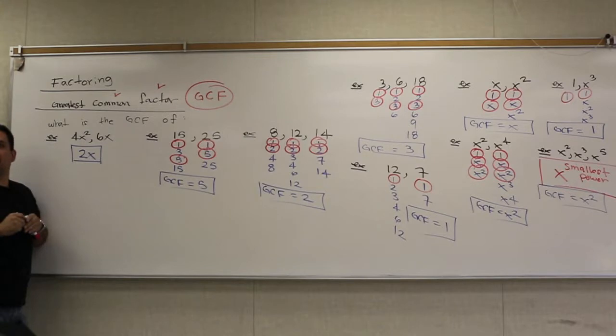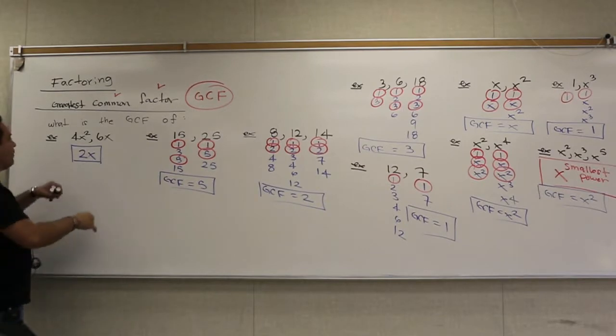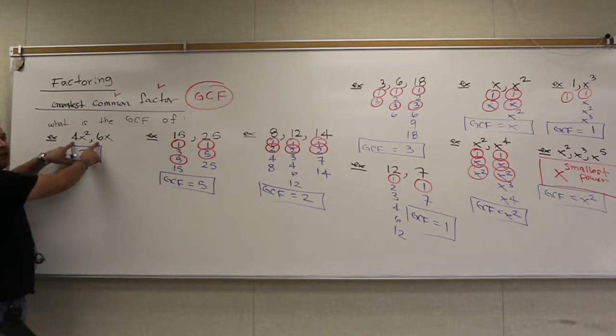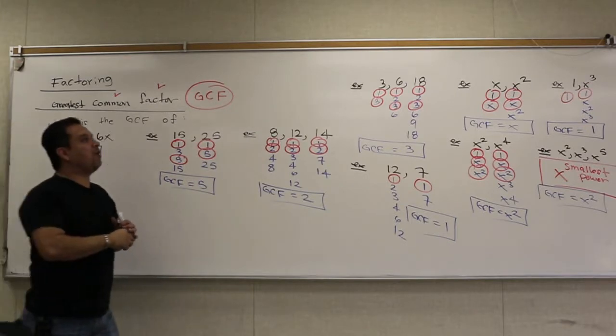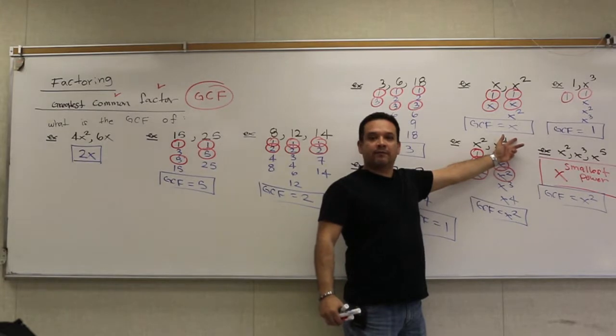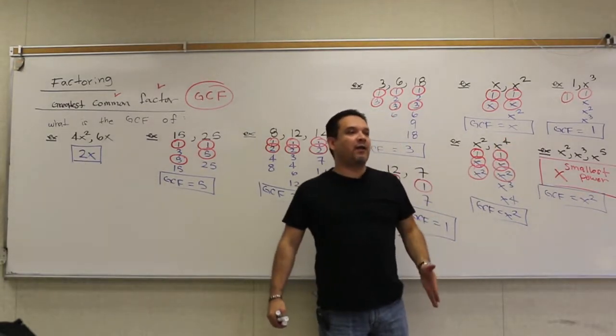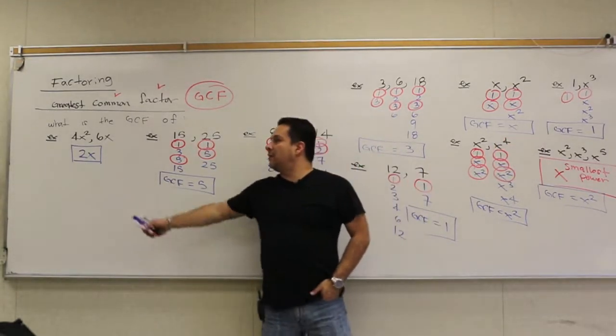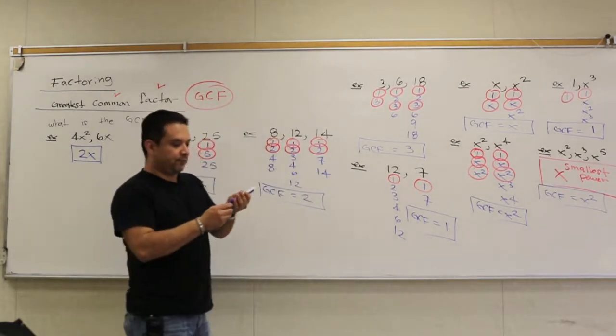You guys with me on this? So what do you do? How do you do this? You do them separately. 4 and 6, you already told me it was 2. X and x squared, you already told me it's x. So if you do them separately, the answer is 2x.